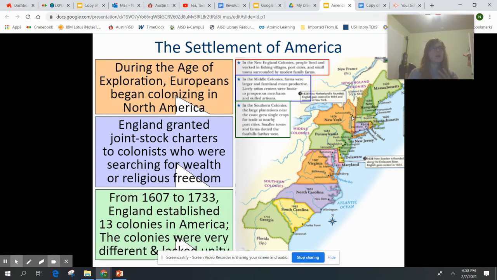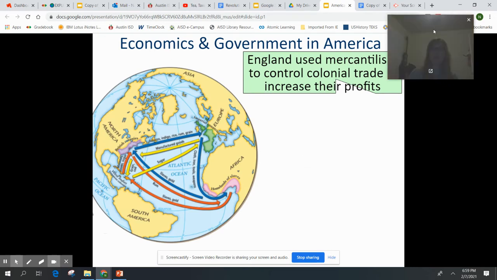A lot of the colonists who are going to settle in these English colonies are going to be members of these joint stock charters where they're sharing risks and they're looking for opportunities to make money and wealth. Other times they're looking for religious freedom. And so these 13 colonies are really going to be largely independent at the beginning of British colonialism.